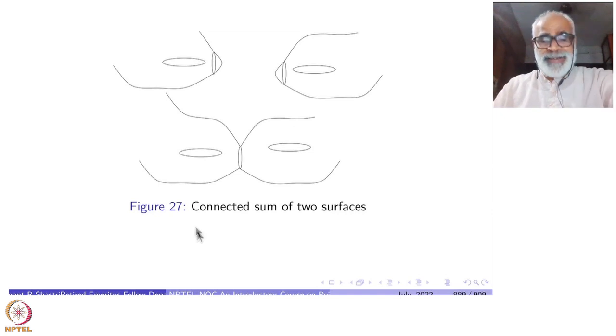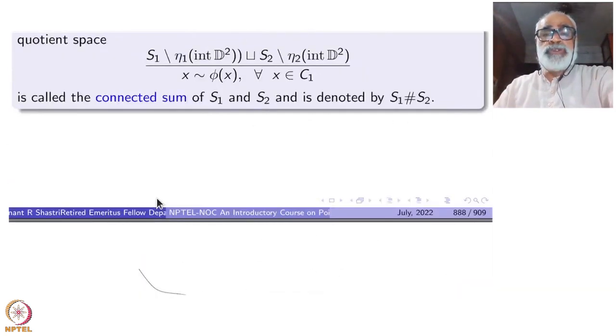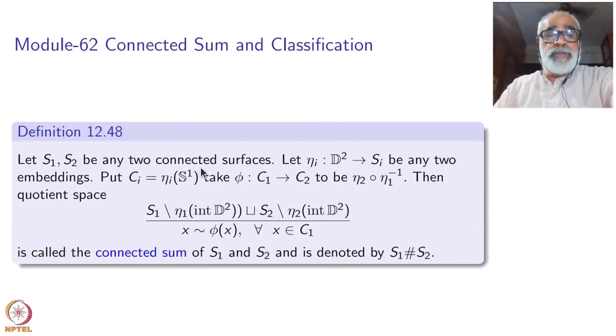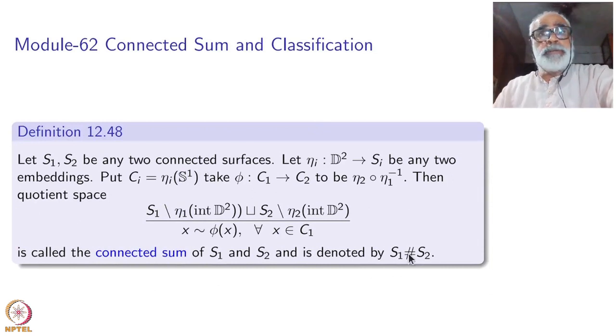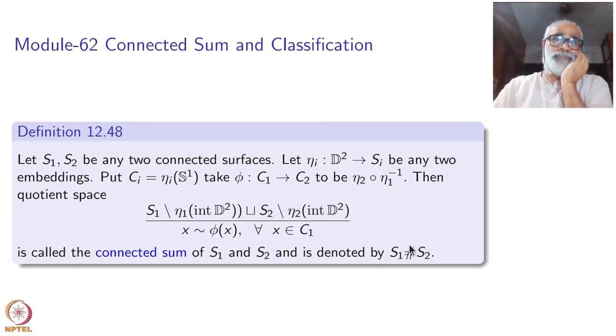So the word connected sum precisely refers to this. You start with connected surfaces here. The end result is also connected. There are two of them here, and the end result is connected. So two of them you start, but each of them must be connected. Then you make them connected by this performance.